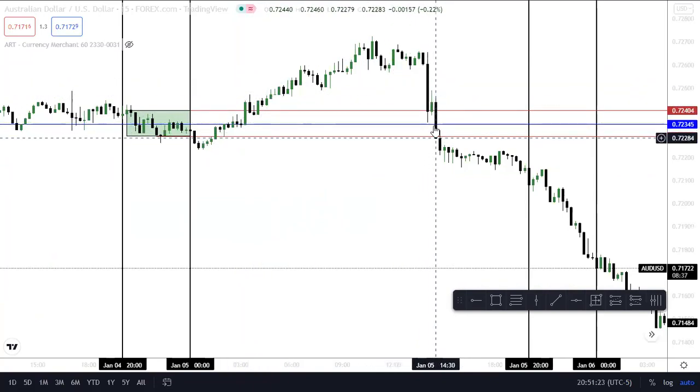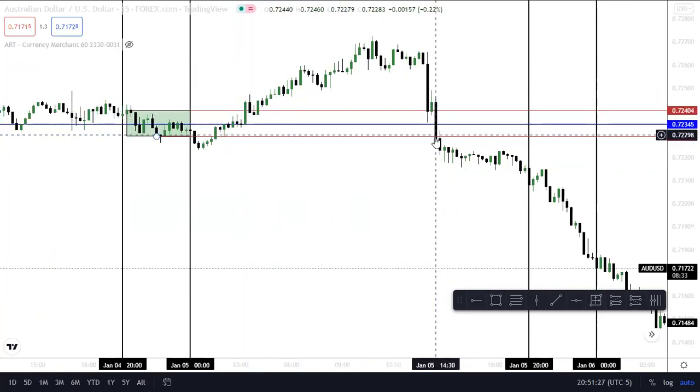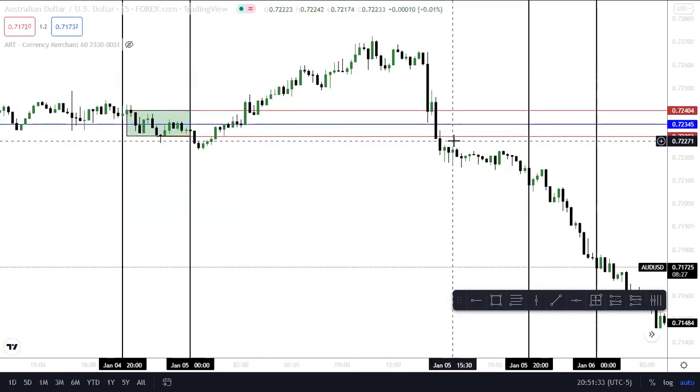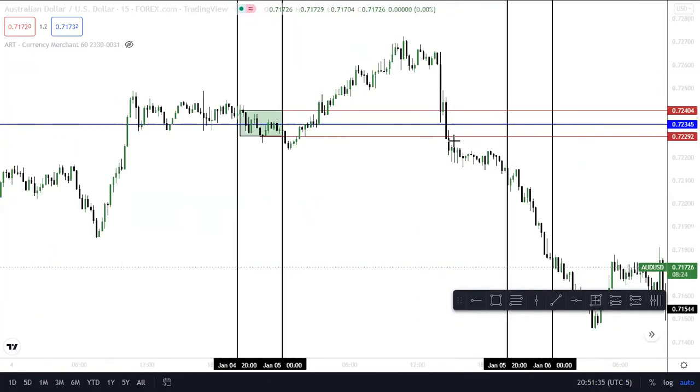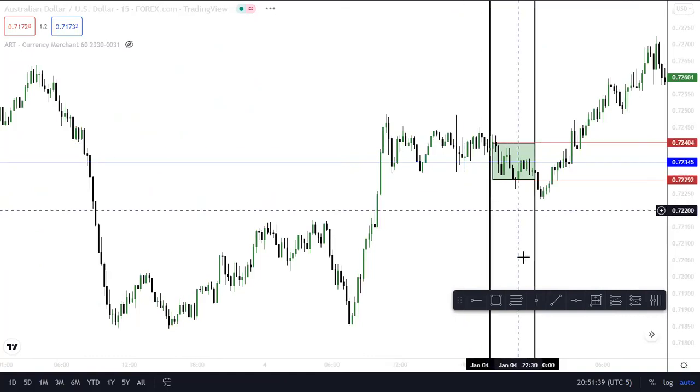Because we closed below it here, you're no longer looking for price to be bullish unless price goes back above this candle that closed below the blue line. It didn't. So now your bias is bearish. You can all see how that would have played out. Look at the day before.